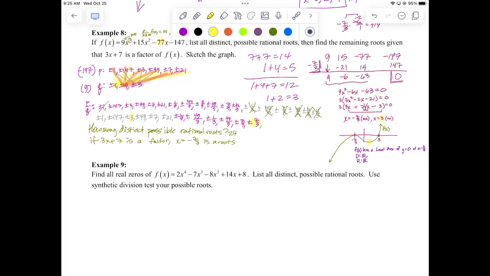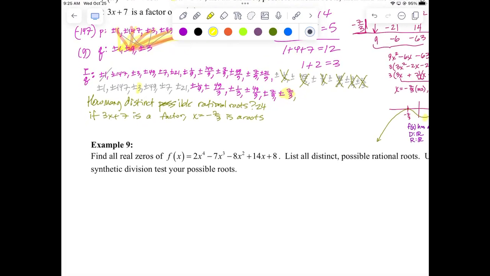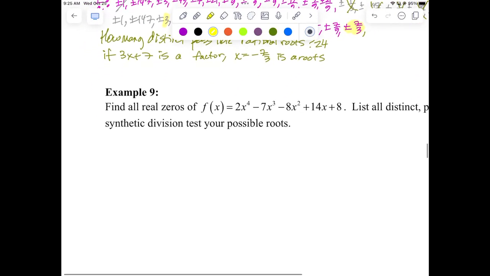List all the distinct possible rational roots. Use synthetic division to test. Okay, so this one is actually making us do what those lonely teenagers of yore had to do. Let's go ahead and list them. It's written in standard form. Our constant is 8. Our leading coefficient is 2.